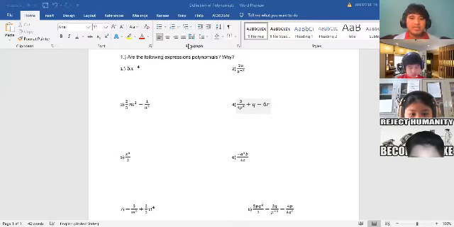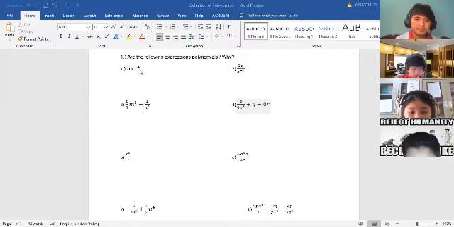Can I have Amon Mani? Is this a polynomial? No, because there is a negative exponent. Okay? Yes, that's the reason. There's a negative exponent in number one.